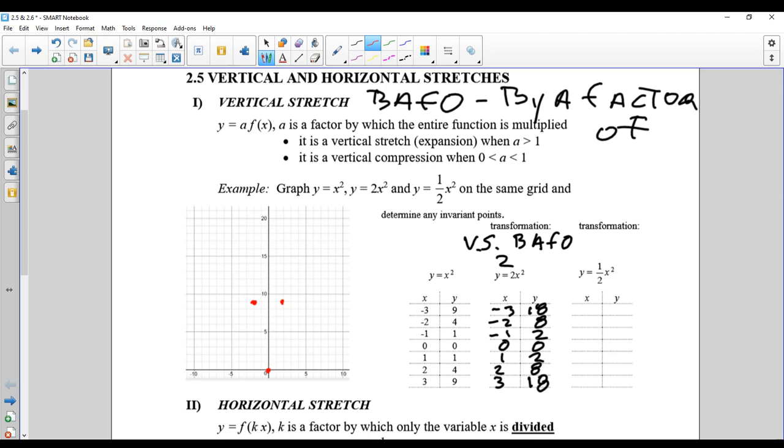Minus, what am I doing? Minus 2, 8. Minus, 0, 0, we got that. Minus 1, 2. I didn't put that one in. Minus 1, 2. Minus 2, 8. Put that one in. And 3, 18.